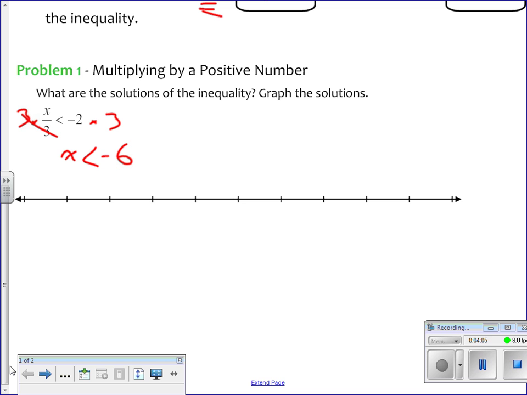Now graphing, and I kind of went over this a little bit, but because I wasn't here on Tuesday. Do I have numbers on my number line? No. So I only need to worry about one thing. What's the one important number I need to worry about for graphing? Negative 6. So I just put negative 6 anywhere on that line. And then I have to have a circle. Do I have open or closed? Open circle. And do I want everything larger or smaller? Smaller.